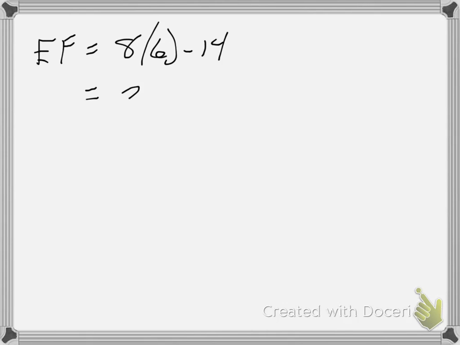So if I do that, I end up with EF being 8 times 6 minus 14, which ends up giving me 34. And I end up with FG equaling 4 times 6 plus 1, I'm sorry, and I end up with 25.